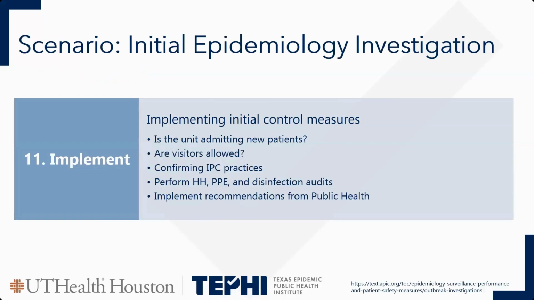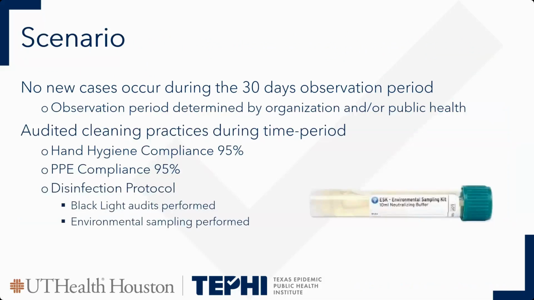So then next we're implementing best practices. We're looking at other things to consider: unit admissions, visitor allowances, confirming our infection prevention practices, auditing, and also incorporating recommendations from public health professionals. What does local public health have to say? Are they wanting us to do additional things? Do they want us to shut down the unit? What is their guidance at this time? So definitely work with them for their recommendations.